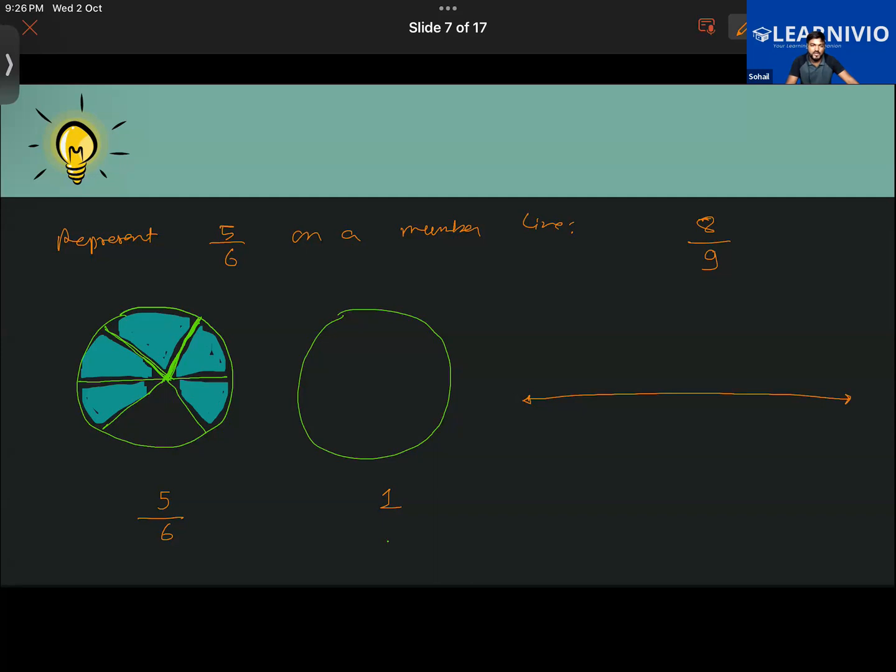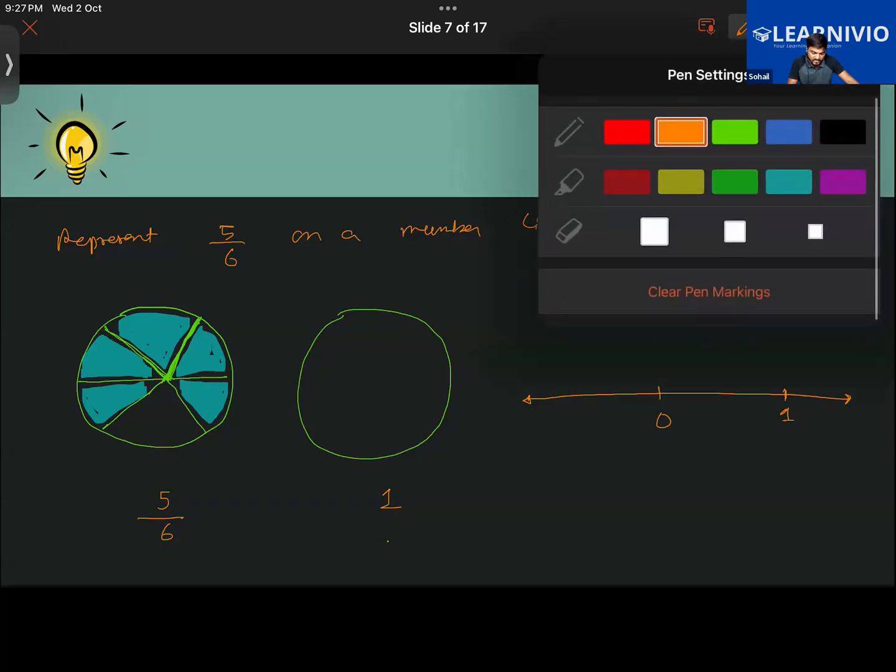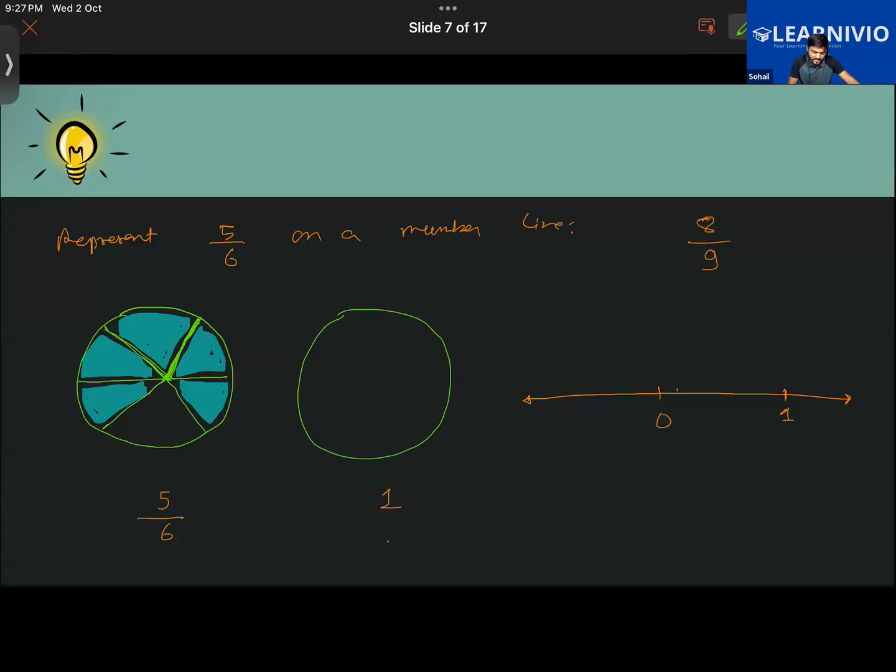So this number 8 upon 9, how are we going to spot where this number is lying? Again, it is lying between 0 and 1. So we are going to make how many divisions between 0 and 1? 9 divisions are going to be made. We're going to make 8 markings: 1, 2, 3, 4, 5, 6, 7, 8, like this. There are 9 divisions here.